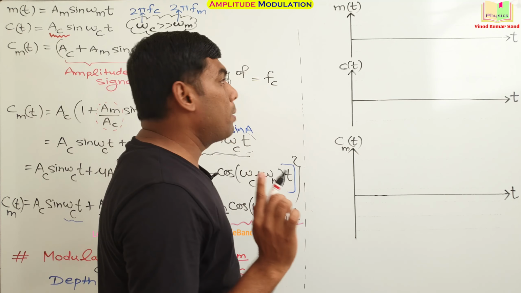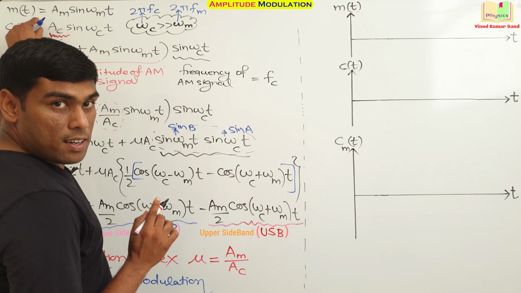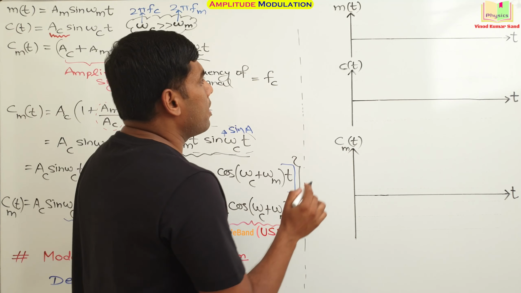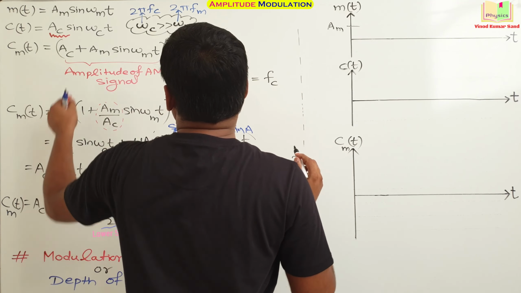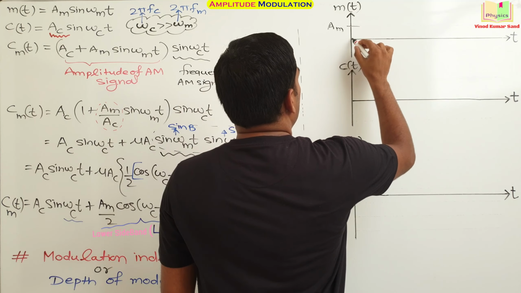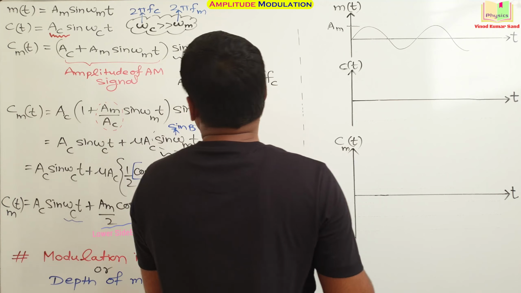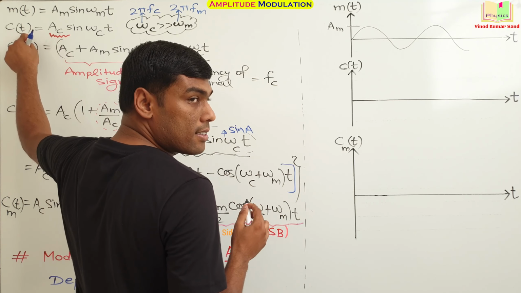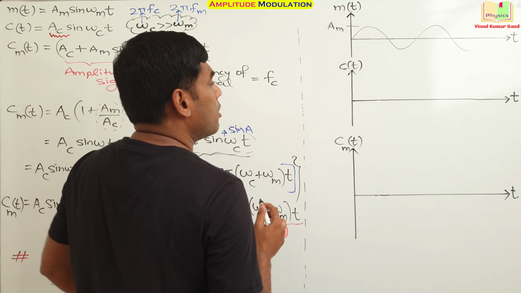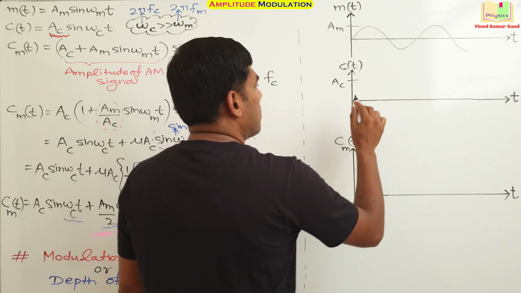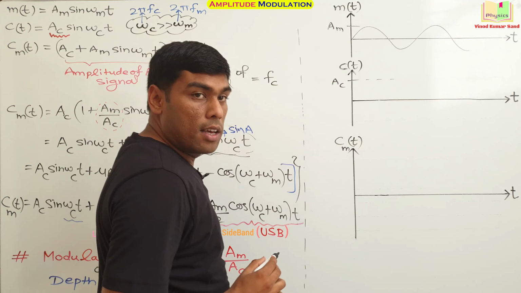First of all, we'll be plotting the message signal. Amplitude of the message signal is AM and it's a sinusoidal signal. So we can plot it like this. Is it okay? Then we'll be plotting the carrier signal CT. Its amplitude is AC. Here we designate the level AC.